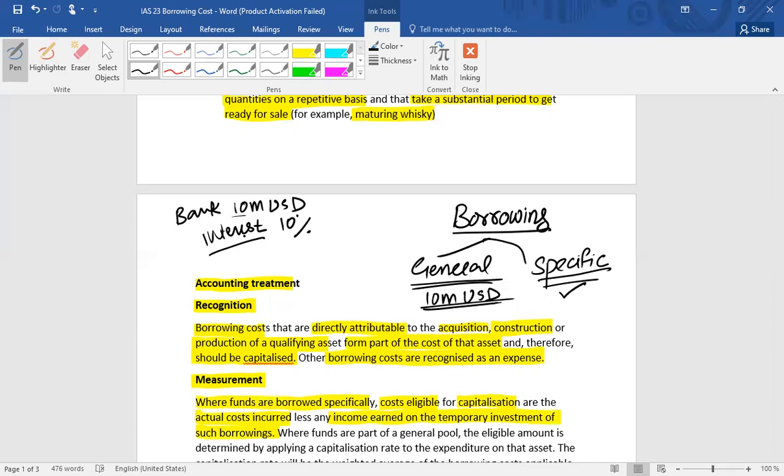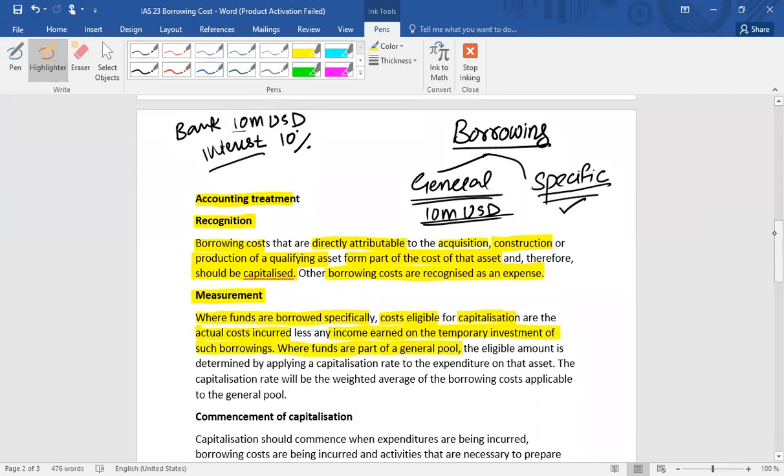And if temporarily you are not using the funds and you have deposited the borrowed amount and you are getting interest income, then the interest cost capitalized is the actual interest cost minus any income earned on that. But sometimes it happens that you have already acquired a loan and now you are using that loan for the construction of an asset. In that case, it's a general borrowing where funds are part of a general pool. For example, you took loans from three banks, about 2 million, 3 million and 5 million. This is a pool. The eligible amount is determined by applying a capitalization rate to the expenditure on that asset. And that capitalization rate will be the weighted average of the borrowing cost applicable to the general pool.